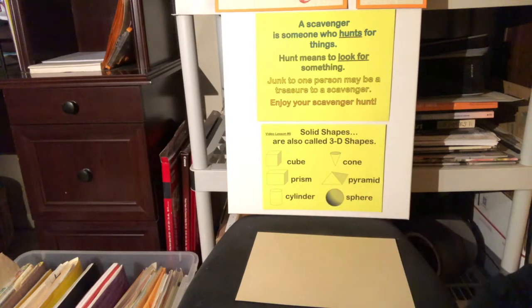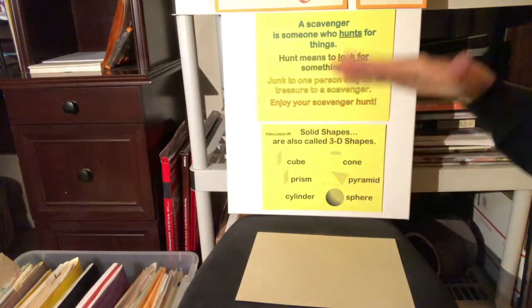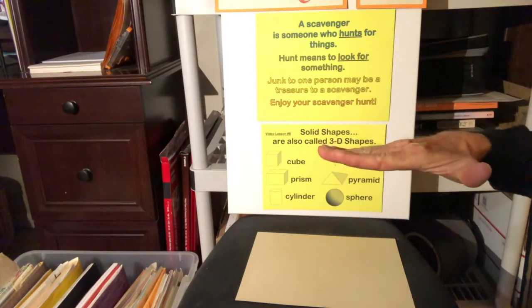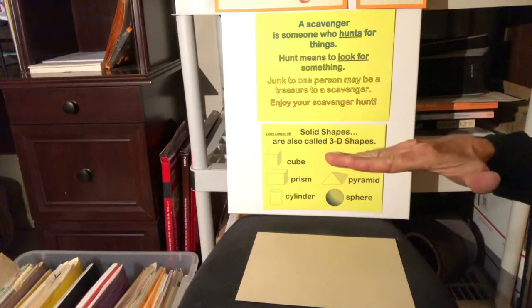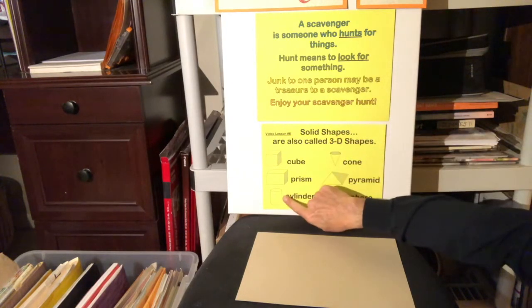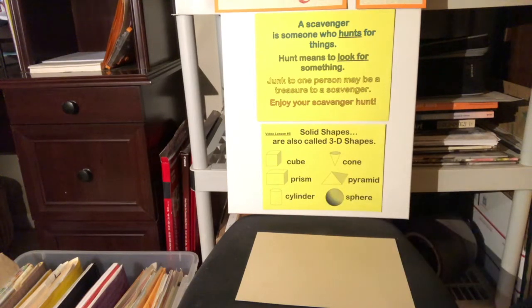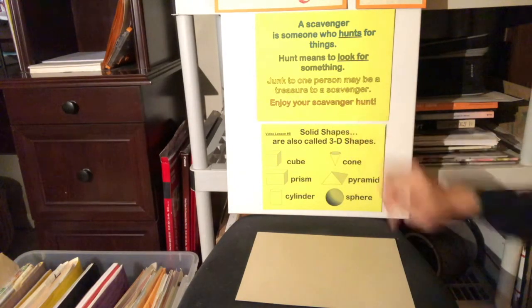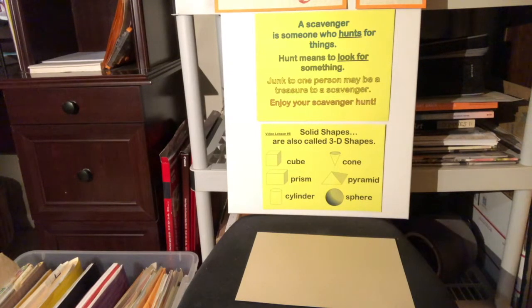A cylinder is round, but it's flat on its top and bottom, shaped like circles usually. Now, a cone is similar to a cylinder. It's got a circle on the top, but it's got a point on the other end.